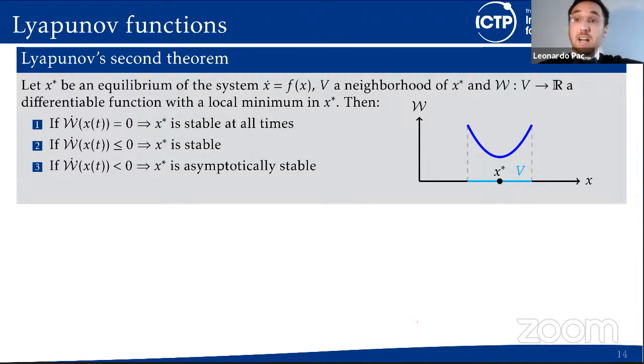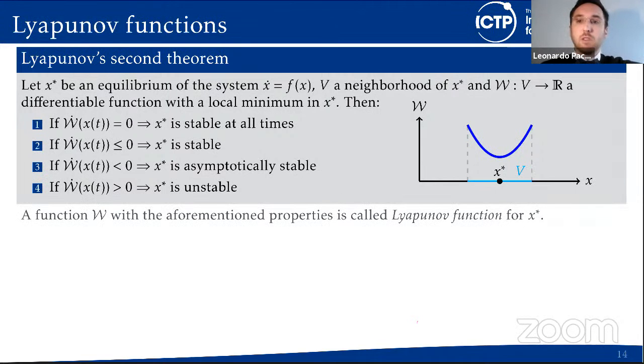the equilibrium is asymptotically stable. And if the time derivative is strictly positive, so if the function is increasing along the trajectories, the equilibrium is unstable. Any function w defined with this property is called a Liapunov function for the equilibrium. Is everything clear?